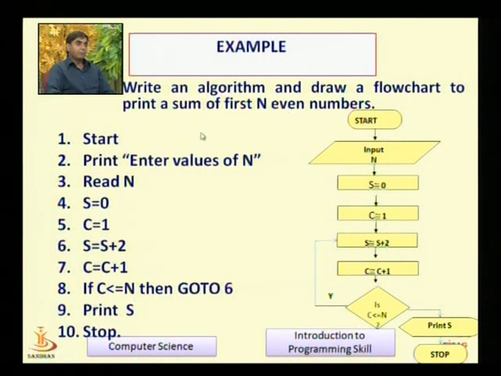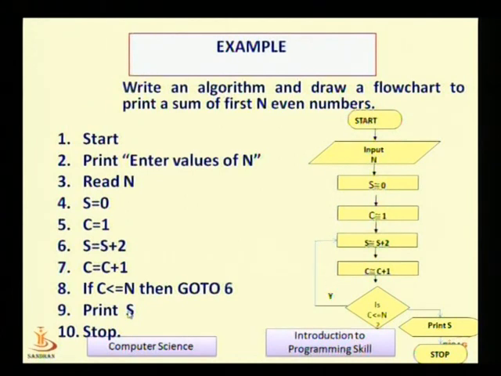Here, for even numbers, it is 2 plus 4 plus 6 in this way. Here it starts at 0, then 0 plus 2 is 2, going up to 6, up to the n value, and lastly we print the S value.